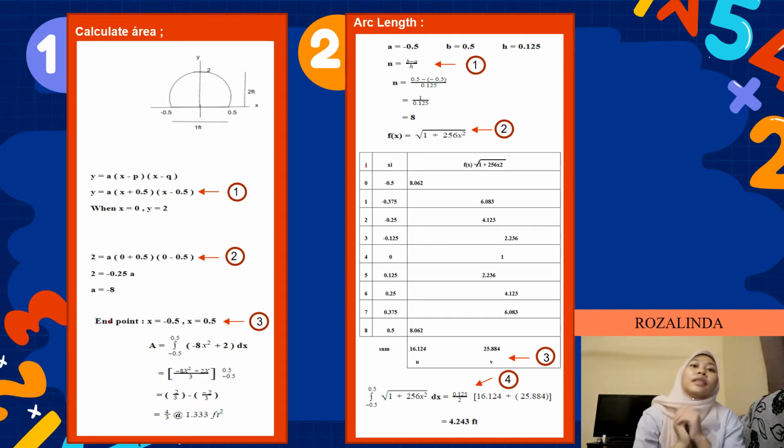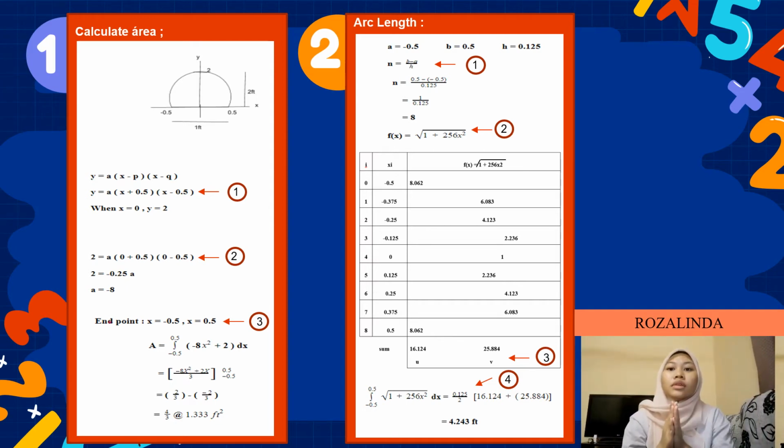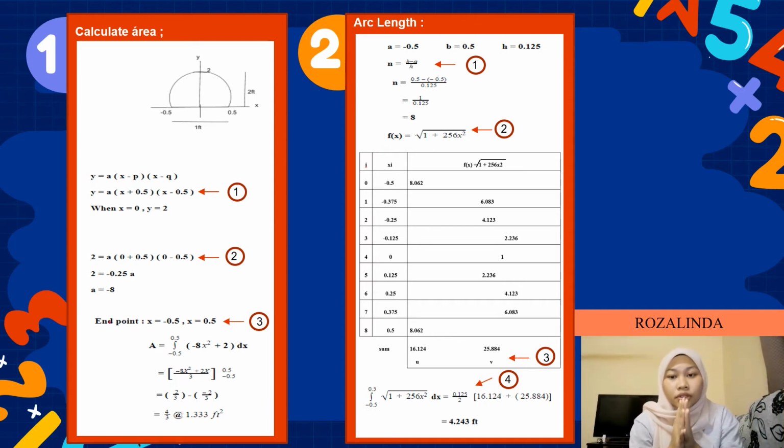For step 3, as you can see, there's a schedule, and you need to count the values of U and V at the end of the schedule. We need to list the numbers from 0 until 8. Why 8? Because for step 1, you get n equal to 8. That's why we list 0 until n, and n is 8.